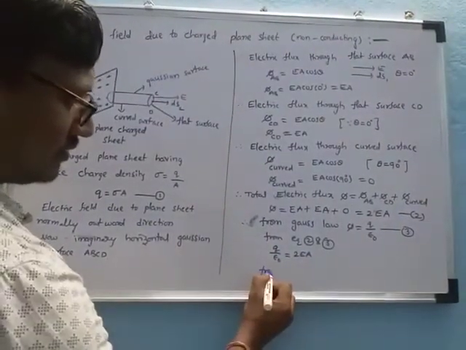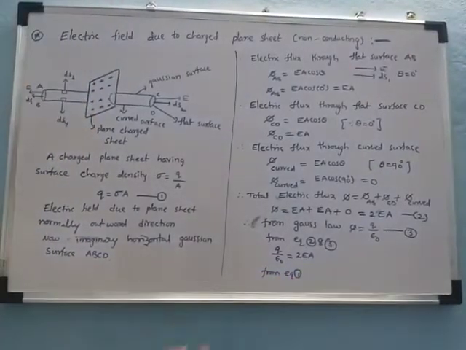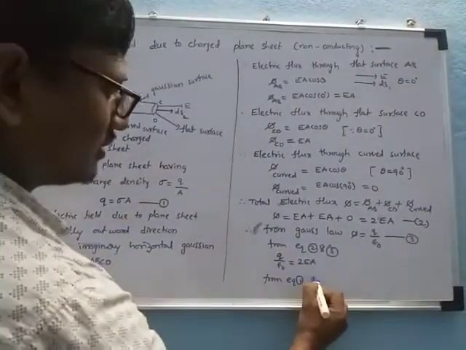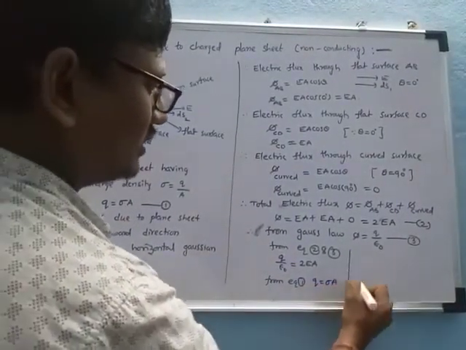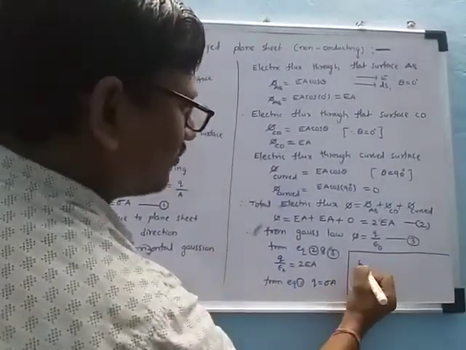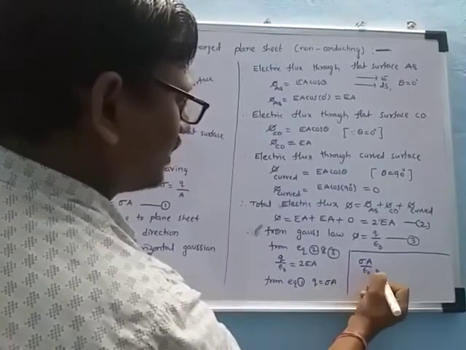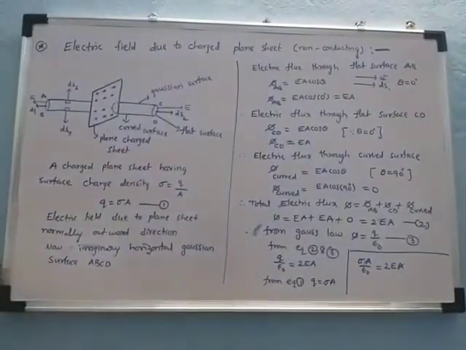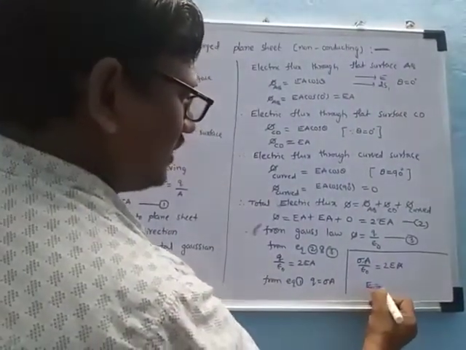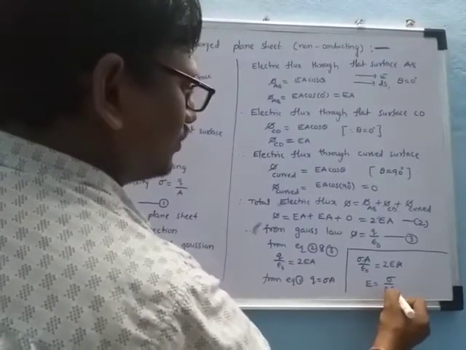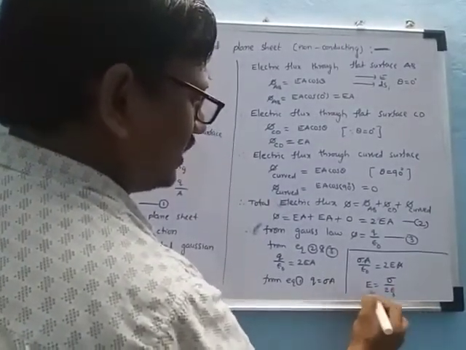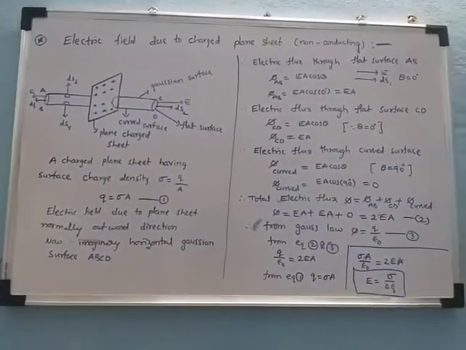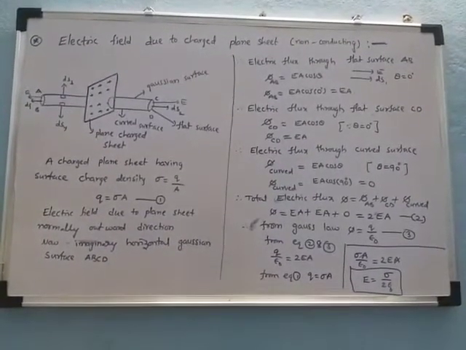From equation 1, Q is equal to sigma into A. Substituting, sigma A by epsilon naught is equal to 2EA, and the area cancels. The electric field E is equal to sigma by 2 epsilon naught. This is the formula for the electric field due to a charged plane sheet.